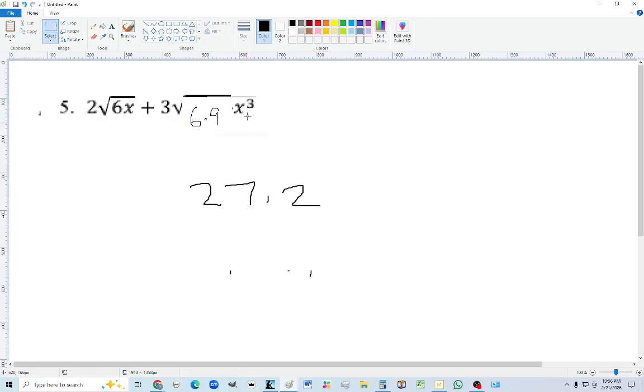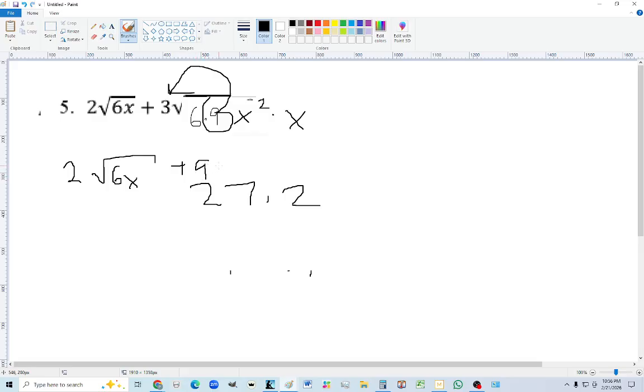And then the x to the 3 can be simplified as x squared times x, which means the 9 can come out as a 3. The x squared can come out as an x. So you're left with 2 square root of 6x, plus 3 times 3, 9, x, square root of 6x.